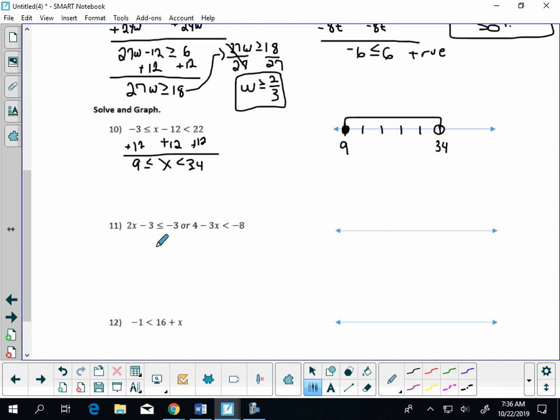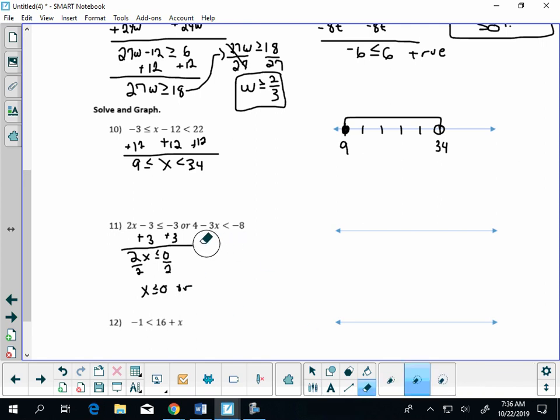All right, on this one, we've got an or, so I'm automatically thinking it's probably going to be in opposite directions, but we're going to solve each one separately. So on the first one, I'm going to add 3 to both sides. And that is going to give me 2x is less than or equal to 0. Divide by 2. x is less than or equal to 0.